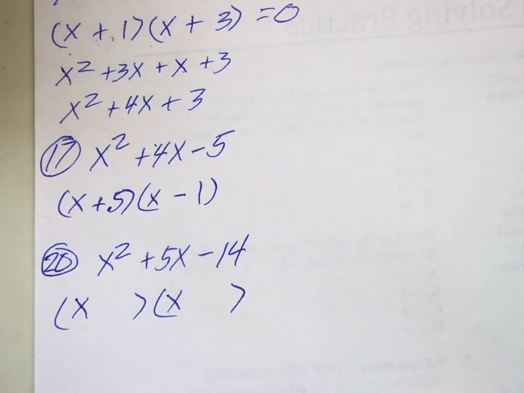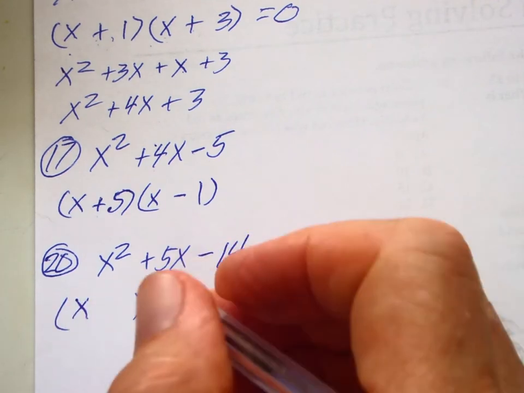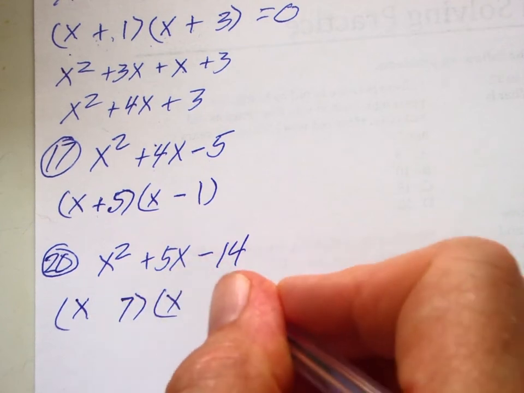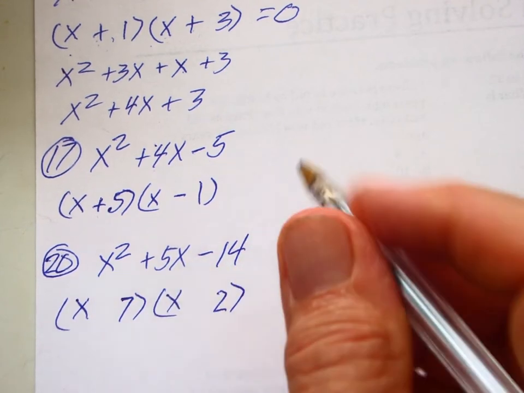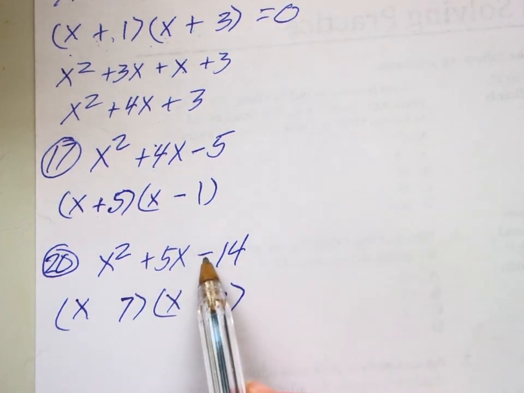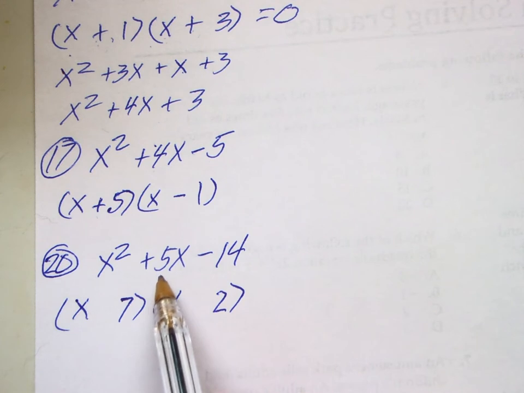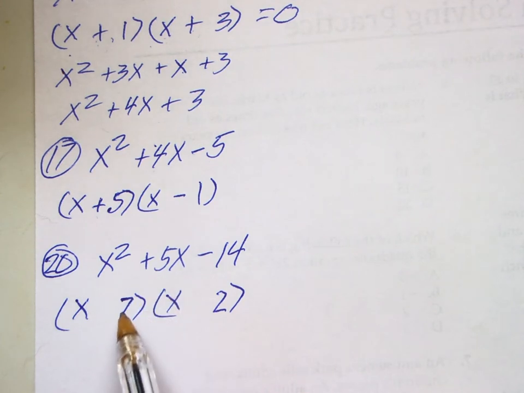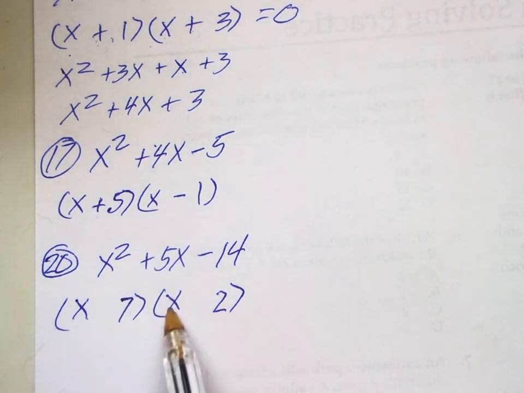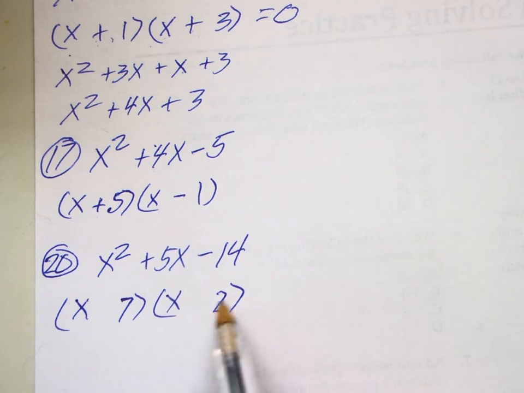How do we get 14? Do you know your multiplications? 7 times 2 is the only one I can think of. And again, it's minus 14. That means one's going to be minus, one's going to be plus, and we want to end up with 5x's. If I make this minus, it'll be minus 7x. This will be plus 2x. Minus 7x plus 2x is minus 5x.